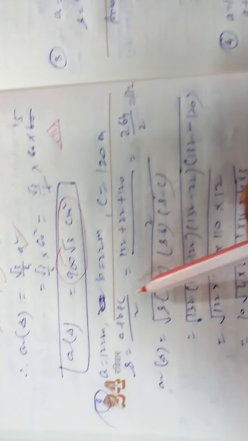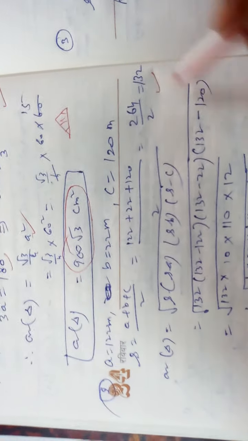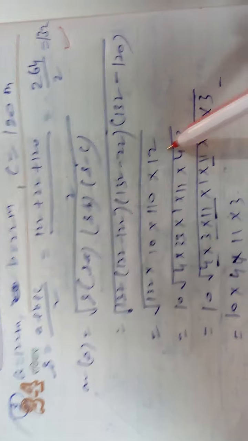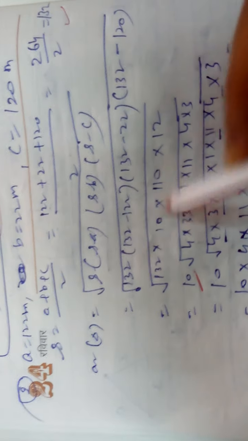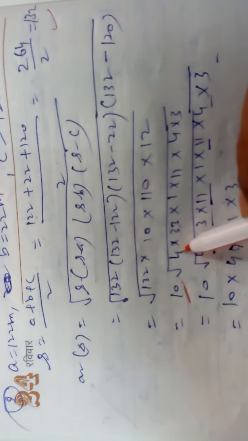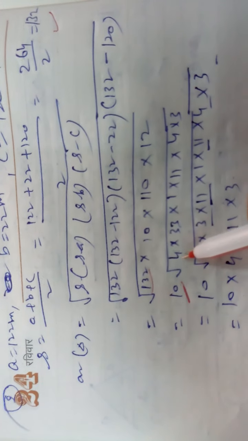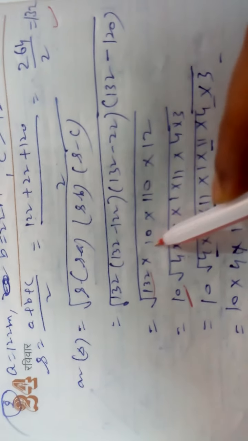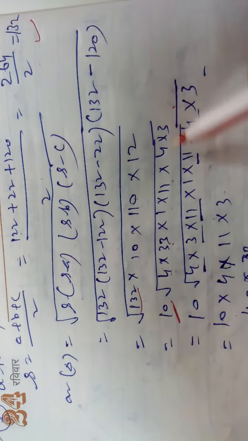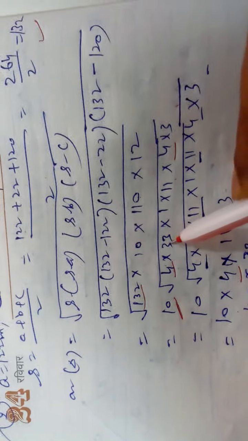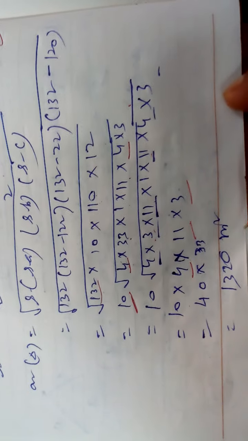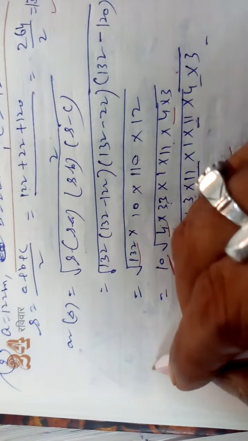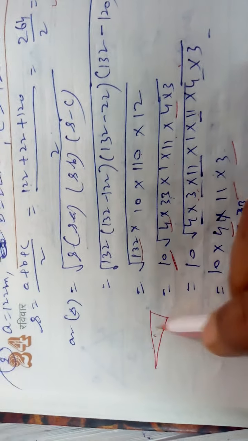First of all, you find the area of the triangular region by Heron's formula. S is 132, then apply S minus A. So I have got 132, 10, 110 and 12. How will you reduce it? 100 gives you 10 outside. Square root of 100 is 10. Now 132 is 4 into 33. 4 gives you 2 outside, 3 into 11, and 11 outside. So your answer is 1320 meter square, the area of the triangle. This is the area of one side.